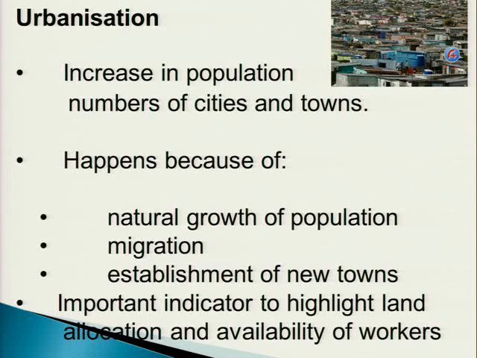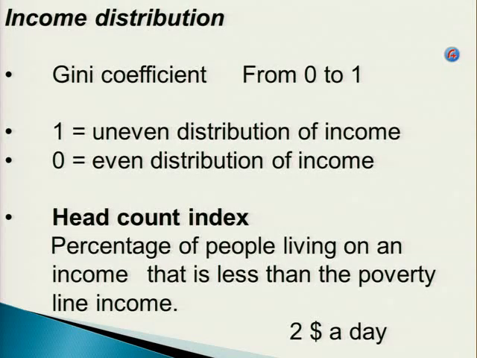We have urbanization. What is that? That is the increase in the population of the cities and towns. That can give us a good indication of what is happening. What is causing that? It is caused by the natural growth rate, the birth of babies, and the death of people. Migration, people that are coming to the country, people that are leaving the country, and the establishment of new towns. This is an important indicator because it can show us what we must allocate and whether we have enough available for workers.